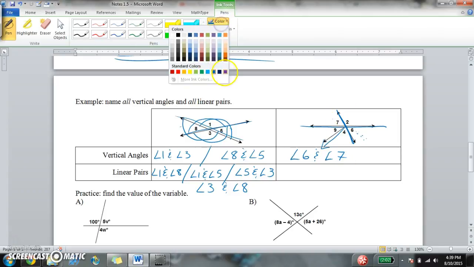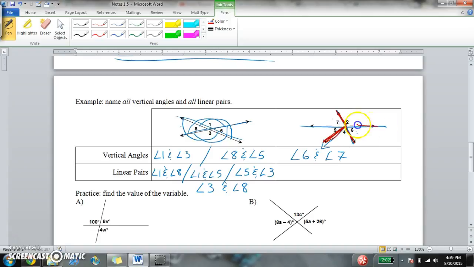Angle 2 and angle 4 look like maybe they could be vertical angles, but the reason they're not is because this right here is a straight line. However, this side of angle 4 does not make a straight line with this side of angle 2. So that's an important concept to remember with vertical angles. The sides of the angles have to make two straight lines. So I would not be able to make any vertical angle comparisons out of angles 2, 9, and 4, even though they are kind of across from each other. So angles 6 and 7 are the only vertical angles in this diagram.